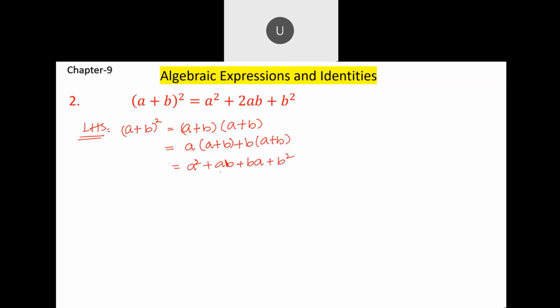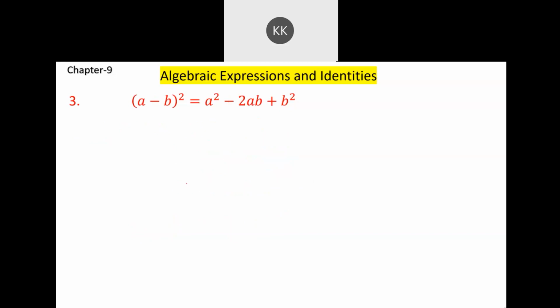These are the like terms, so we can add them: a square plus 2ab plus b square. This is our right hand side. To remember this particular identity, most of us remember it as a square plus b square plus 2ab. This is how we remember; it is easy to remember in this particular pattern. Now, is the same true in case minus is there? The left hand side is a minus b into a minus b. Only 2ab will become minus.